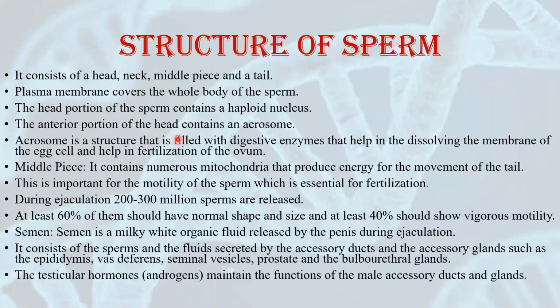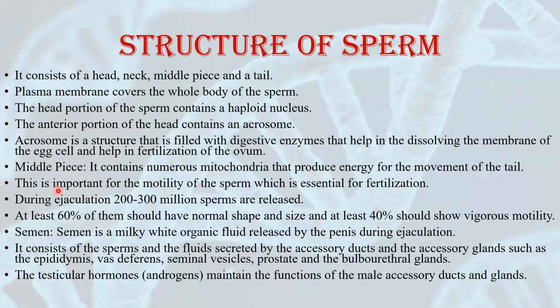The anterior portion of the head contains an acrosome. Acrosome is actually a structure that is filled with digestive enzymes. Which enzyme is present over here? That is your homework. Find it out and tell me in the comment section which enzyme is present over here. So acrosome is a structure that is filled with digestive enzymes that help in dissolving the membrane of the egg cell and it also helps in fertilization of the ovum. That we are going to see in the later part of this video.